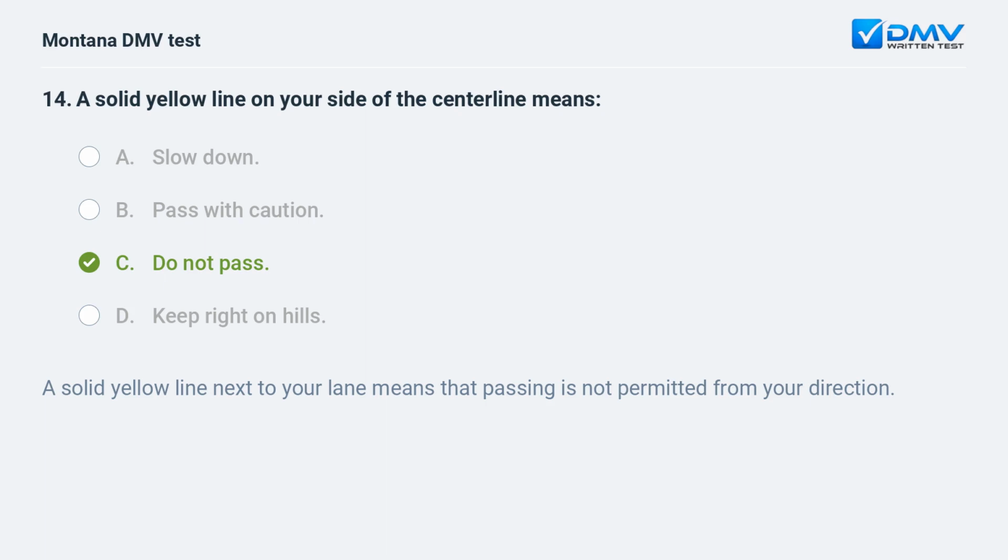C. Do not pass. A solid yellow line next to your lane means that passing is not permitted from your direction.